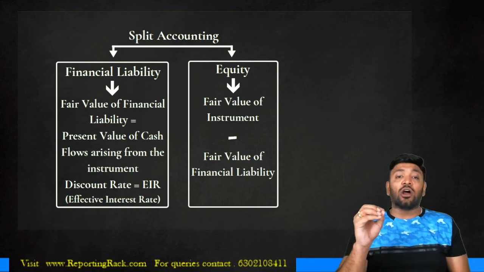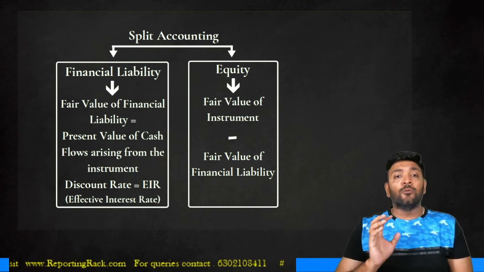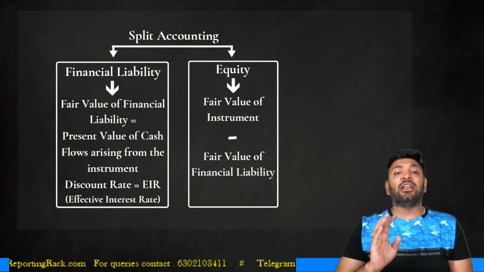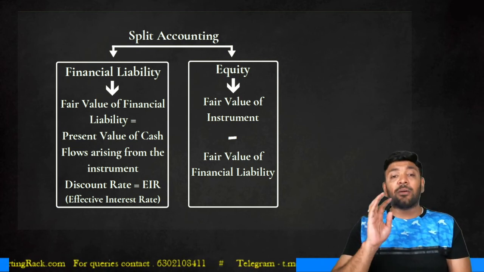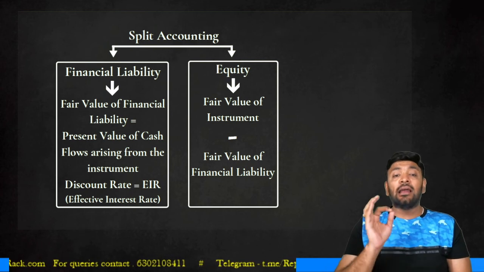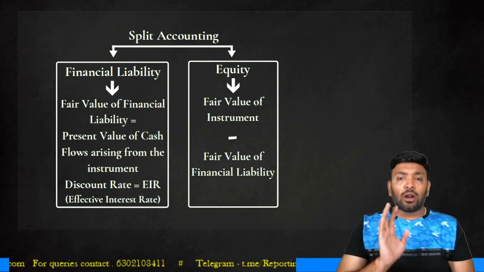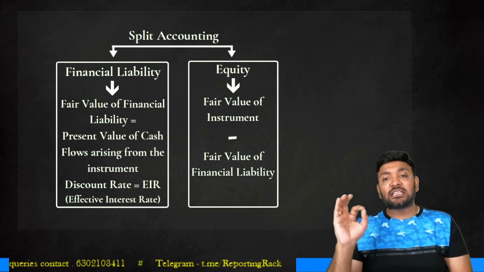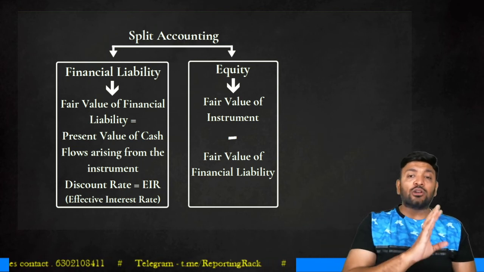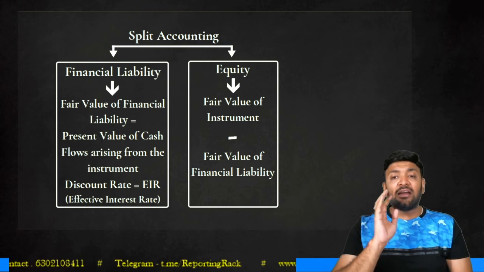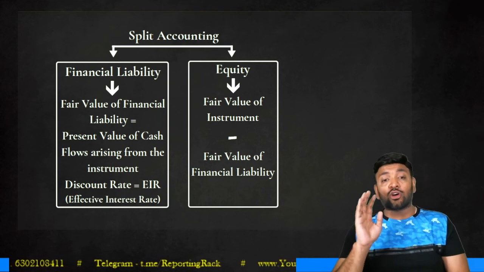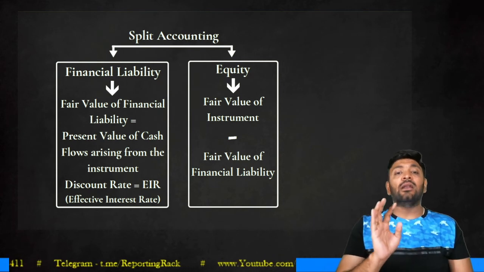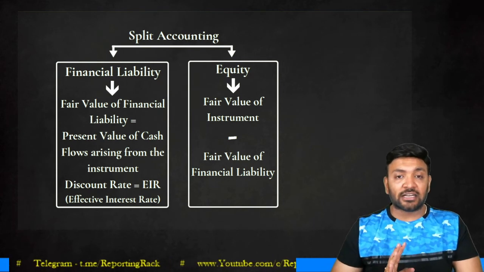Financial liability should always be measured at its fair value. What is the fair value of a financial liability? It is the present value of cash flows arising from the instrument discounted at effective interest rate. What is effective interest rate? The rate at which similar instruments can be issued without a debt component in it. Without having a debt component in it, if there is an instrument issued, the rate at which I would have issued it shall be considered as effective interest rate.